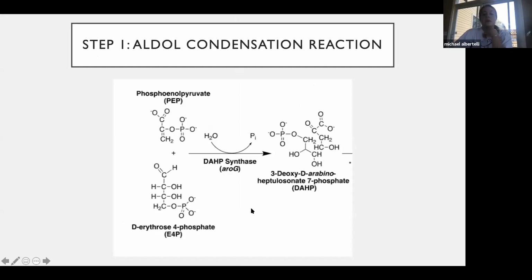So the first step is an aldol condensation reaction in which phosphoenolpyruvate and D-erythrose 4-phosphate undergo an aldol reaction catalyzed by DAHP synthase to make a DAHP molecule. This is probably one of the most important steps because at this step, many other pathways are led off of it.